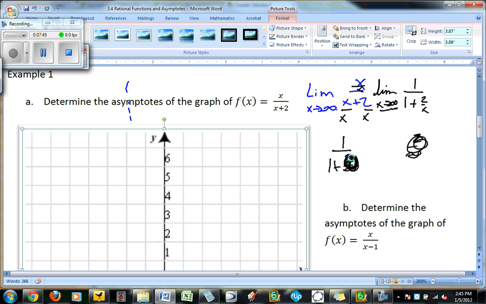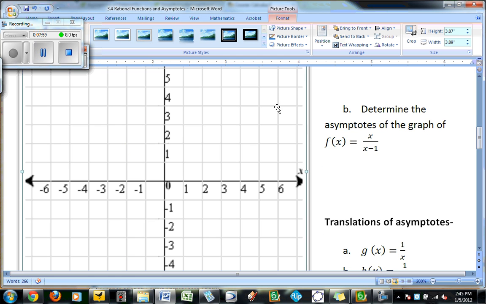That limit is 0. And we're just left over with 1 over 1. So we're left over with an asymptote at 1. And we found that. But I'm just showing you this method because it's not always that easy. All right, so we found our two asymptotes.